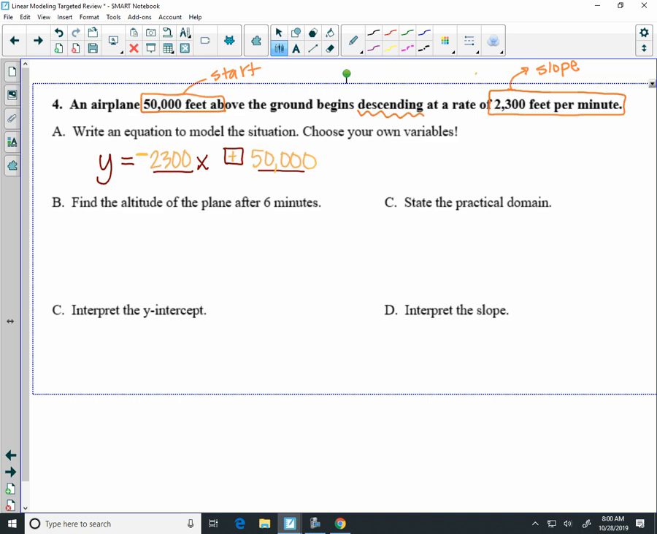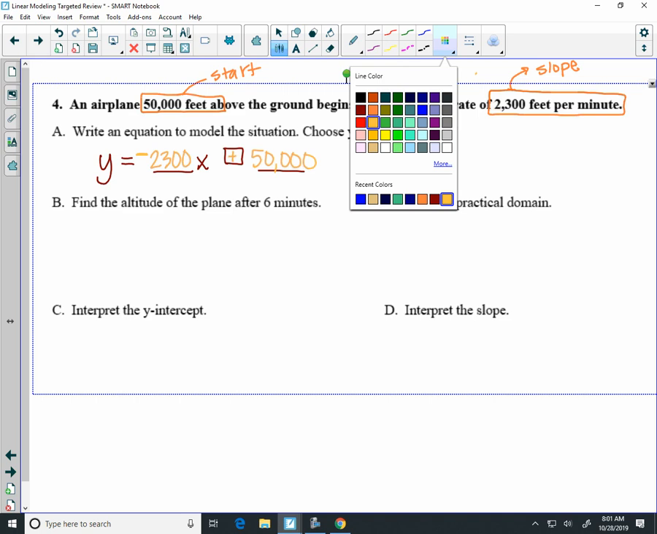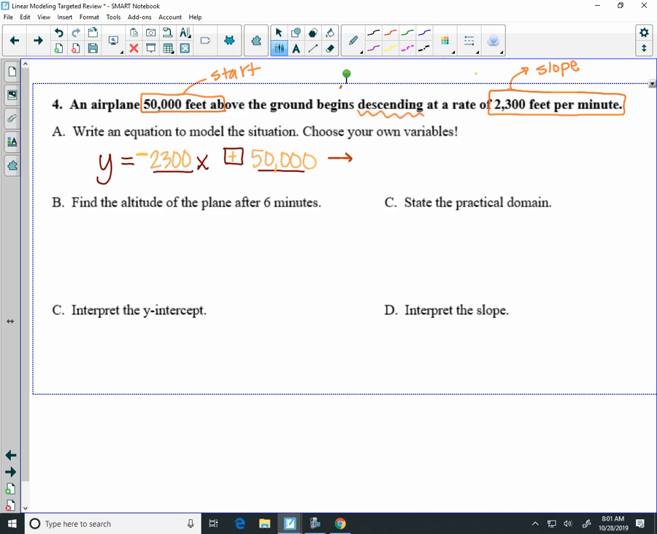The airplane in the air, descending gently. It says choose our own variables, so we can use y and x if we want. We could absolutely use different variables, so we could use minutes. So negative 2,300 times minutes plus 50,000. And you could use altitude, or you could use feet, if you're going to choose your own variables.